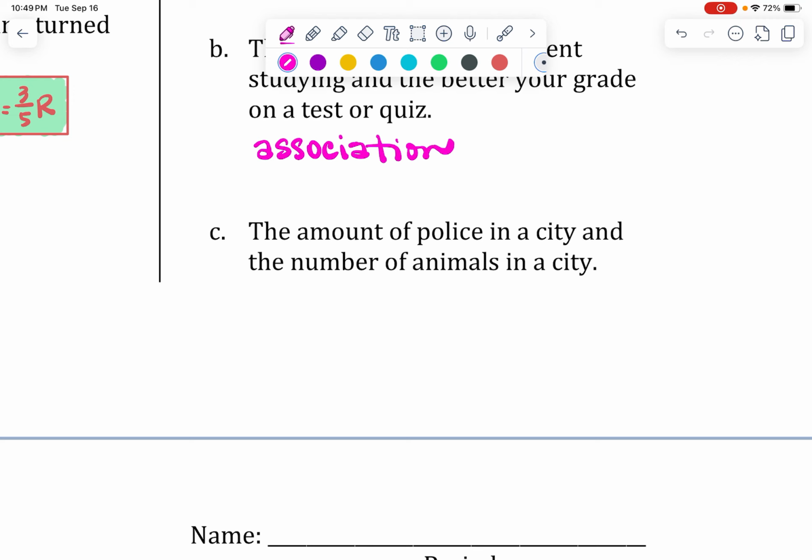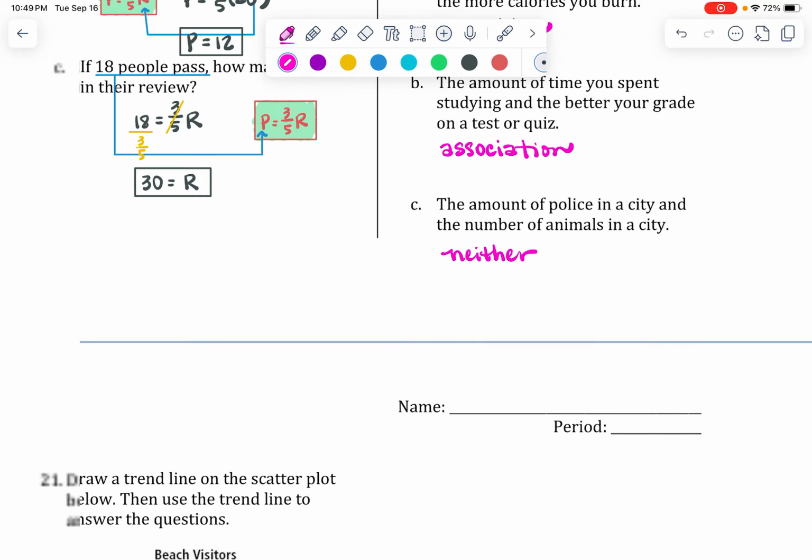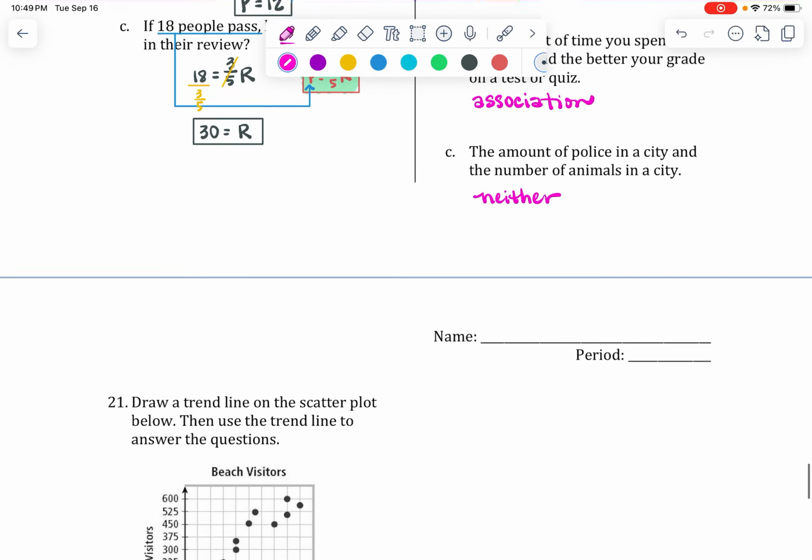Let's see, the amount of police in a city and the number of animals in a city. Well, police are not in charge of animals, so I'm going to say neither here, right? If you talked about animal control officers, or I'm trying to think of what we call animal control, just animal control employees, then you might say an association, right? But in this case, it's neither, because that's not the police's job.